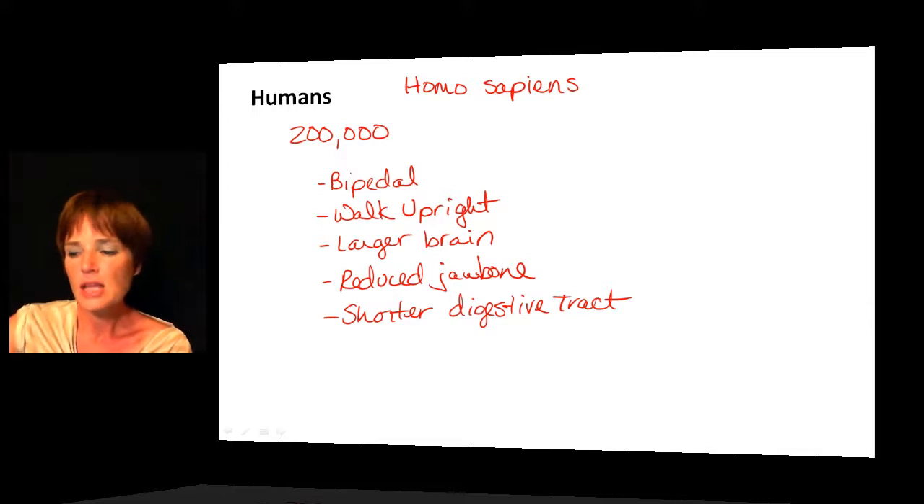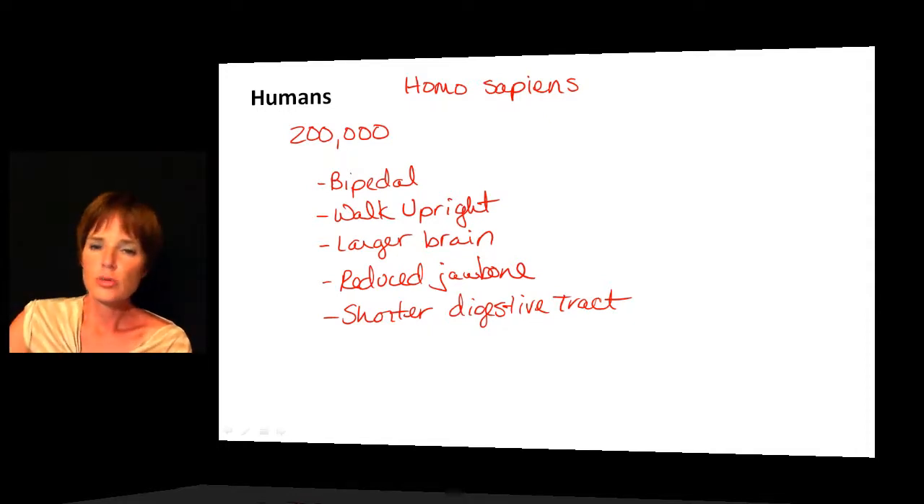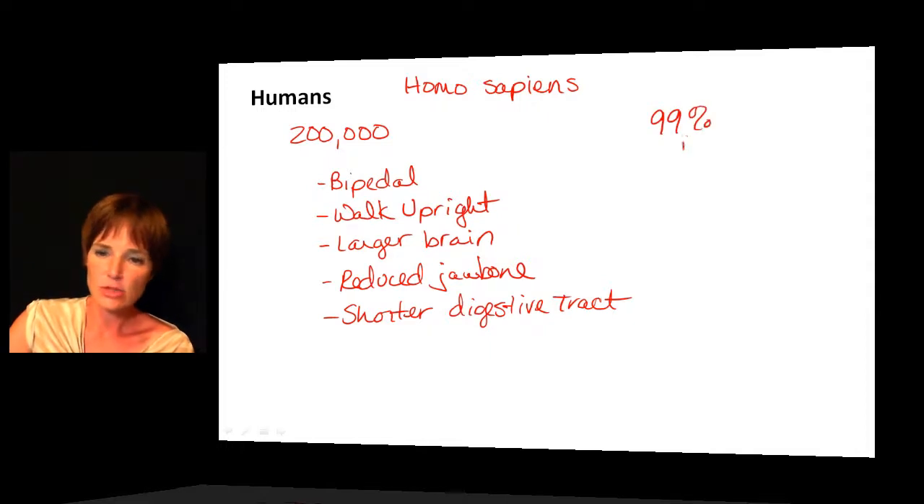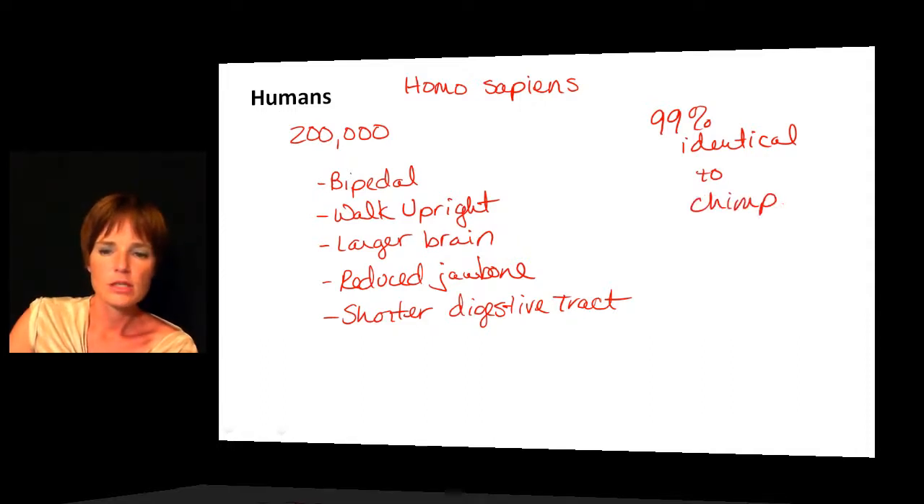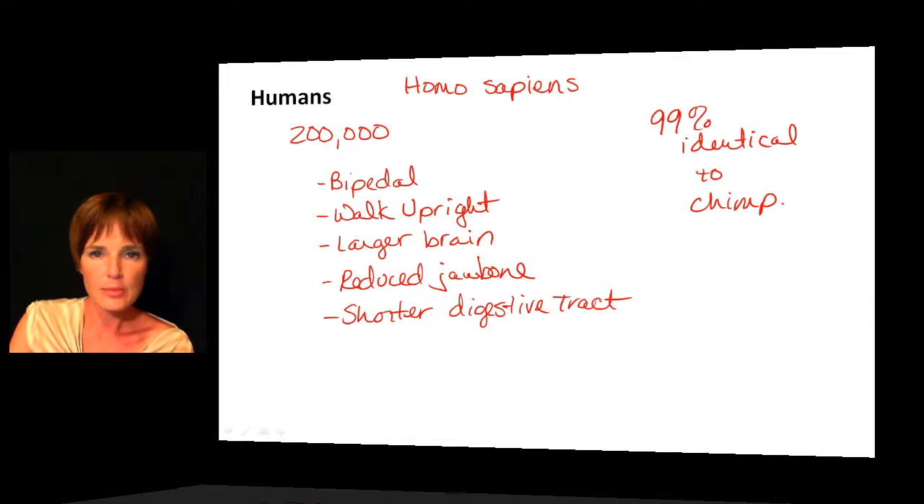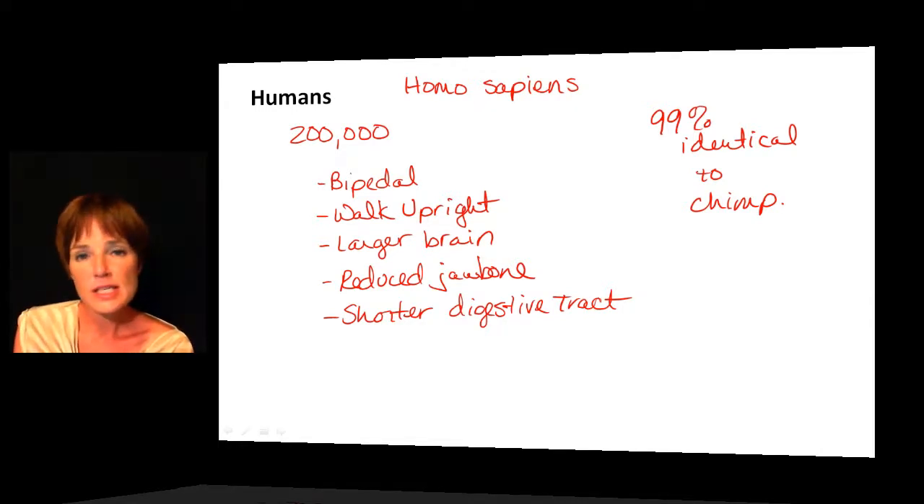Now, if we talk about the molecular level, we are very similar to some of the other ape groups. Human beings, Homo sapiens, are 99% identical to chimpanzees. So that's our DNA. It's 99% identical to chimpanzees. So there's just 1% difference in the DNA between human beings and chimpanzees.